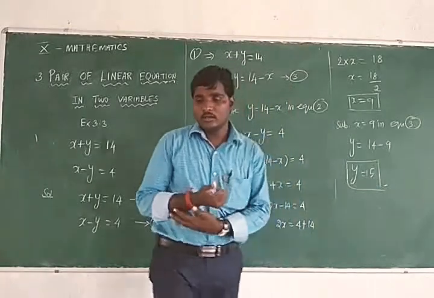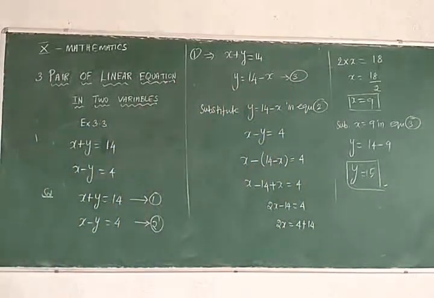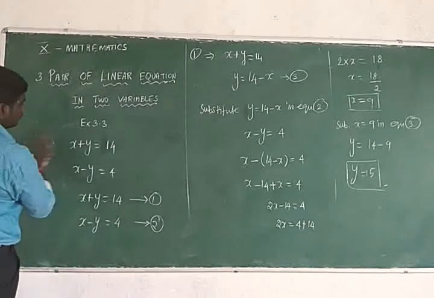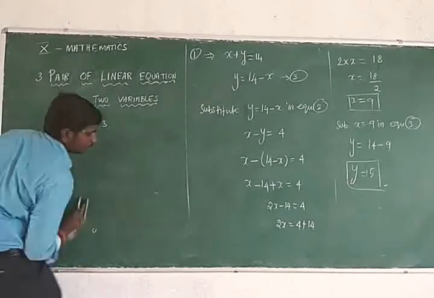Are you clear? Do you have any doubt? Y is equal to 5. It is not 15. On the board it looks like 15, but in my voice it is 5 only. Y is equal to 5. Then next, one more sum.